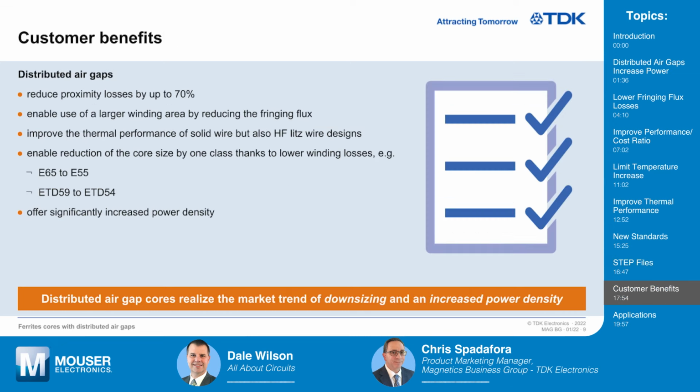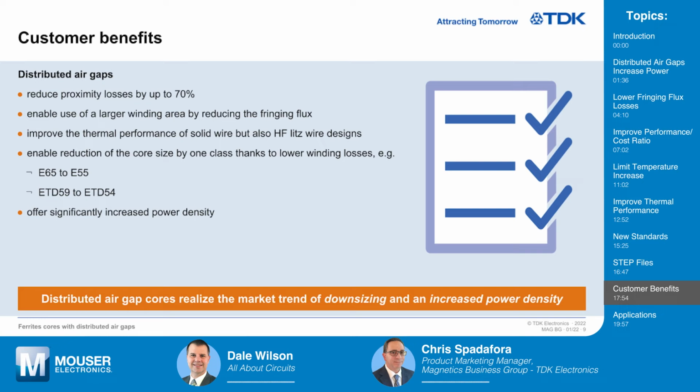Exactly right. Some of the benefits, this is kind of a little bit of a recap to what we already talked about, but it's important to note that our distributed air gaps reduce the proximity losses by about 70%. That's that whole interface with the winding window and the winding area. It also enables the use of the larger winding area by reducing that fringing flux.